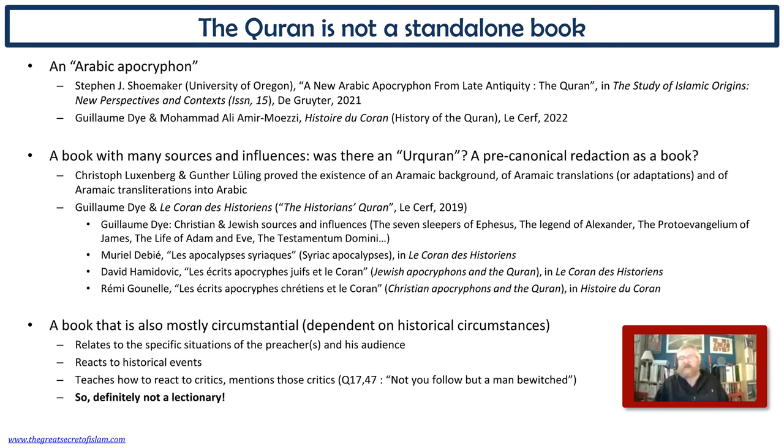He teaches his audience, or he taught himself, how to react to critics. He mentions also the critics. For example, there is this verse that I remarked in Surah 17, verse 47, where a critic is uttered: "You follow not but a man bewitched," which means that there was a reaction to the preacher, and the preacher had to react to this reaction, and it all became Quranic text. So we see that in some of those parts, the Quran is circumstantial, and so it cannot be taken as a religious book, as a lectionary. And it tells us also that we cannot understand the Quran out of its context.